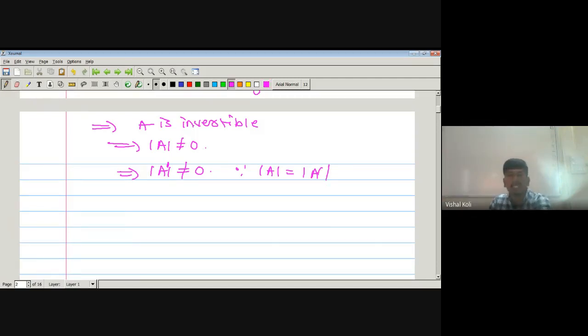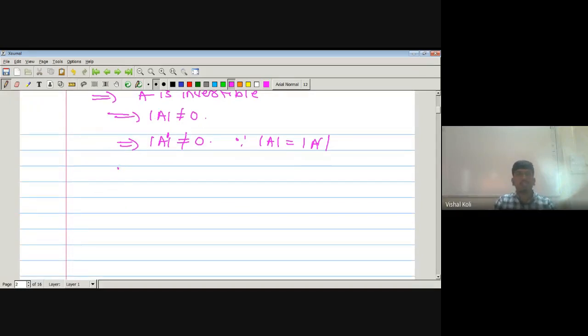Now, as A is an invertible matrix, then by definition, A into A inverse equals A inverse into A equals I, which is from the definition of the inverse of a matrix.